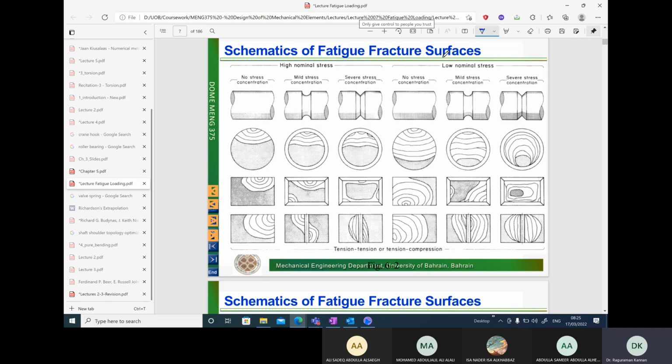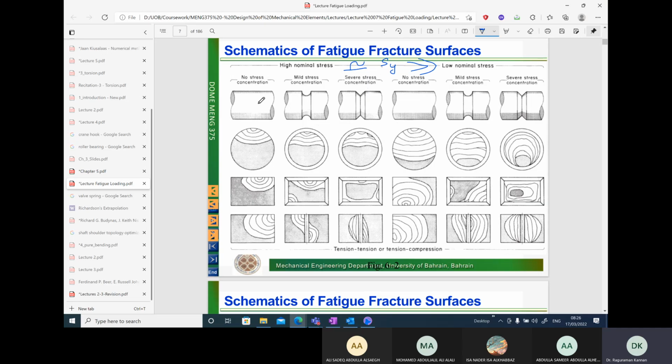How will we know which is the high stress and low stress in comparison to the yield strength of the material? Okay, so when it is close to the yield strength of the material, we call it high nominal stress, and when it is much less than the yield strength of the material, then we call it low nominal stress. Okay, so we should say much less than the yield strength.